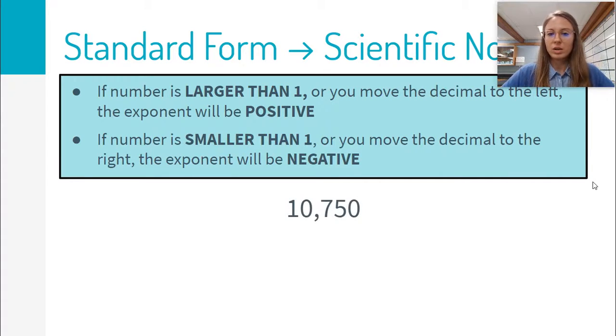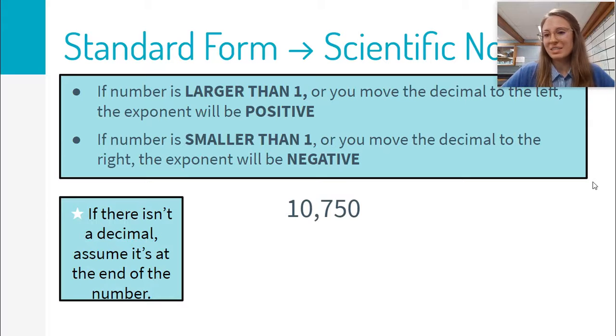So let's try one. Let's say that we have a number in standard form of 10,750. Now, if there is not a decimal in the number already, you are free to assume that the decimal is at the very end. So we can assume that the decimal is right here. We are going to move this until there is one digit between 1 and 9 to the left of the decimal. That means that we need to move the decimal to the left, and we need to move it to the left 1, 2, 3, 4 times.